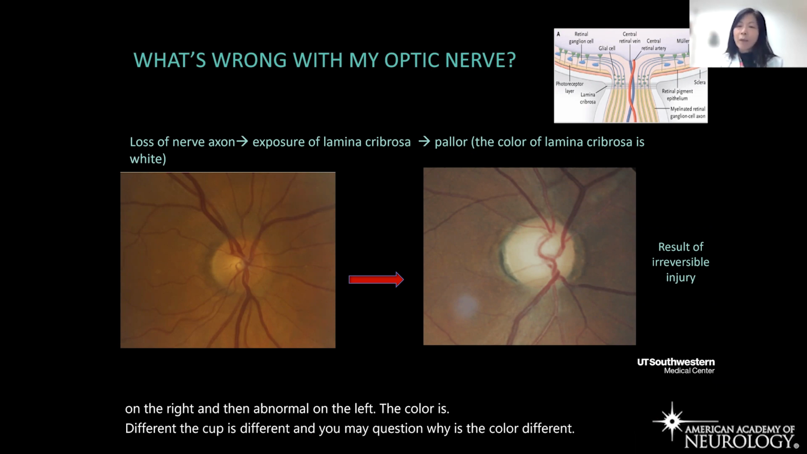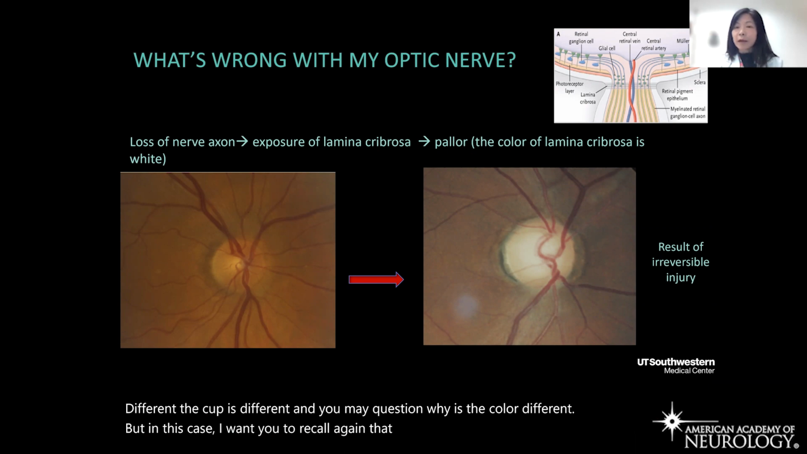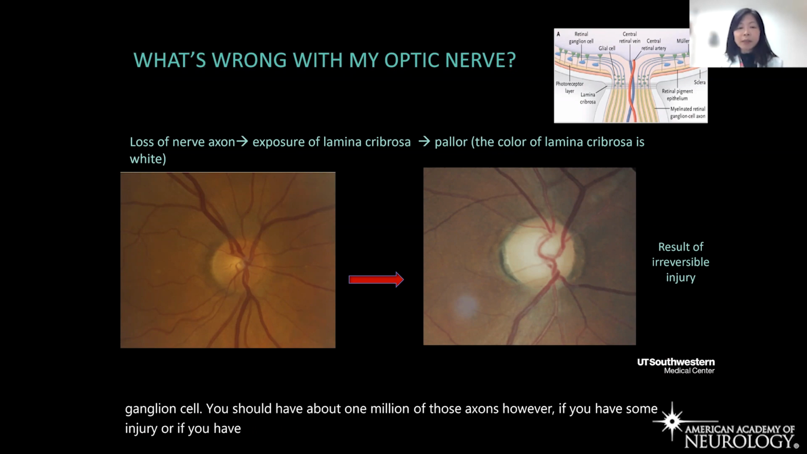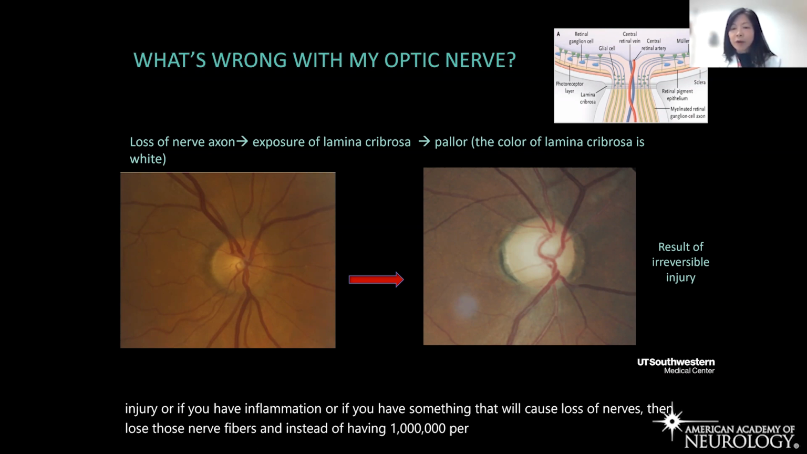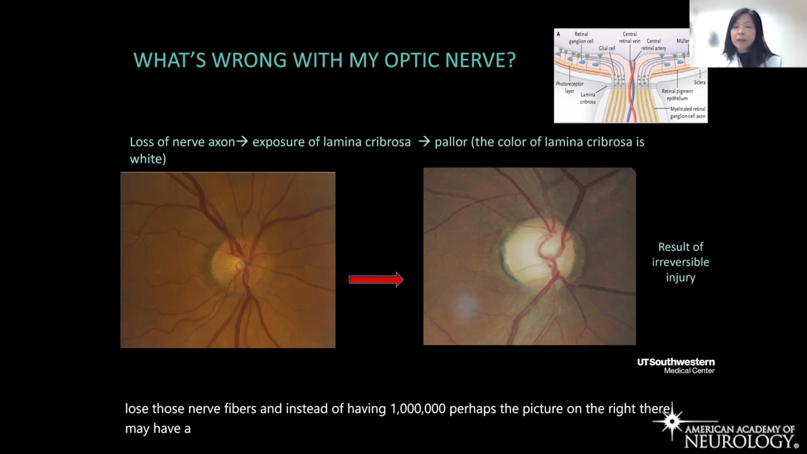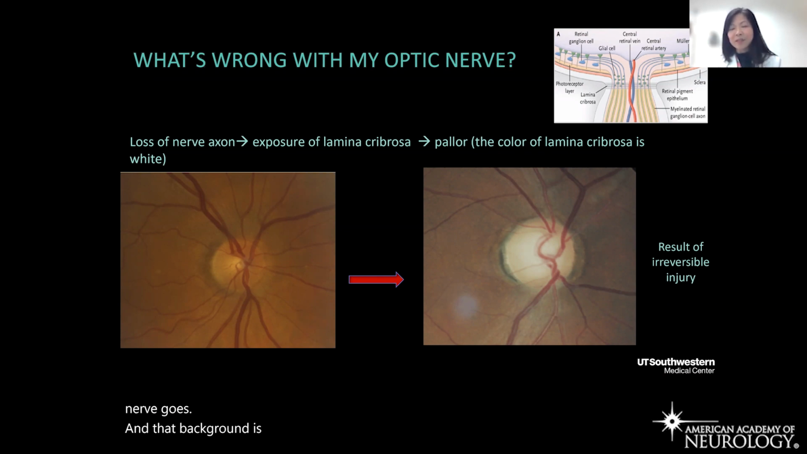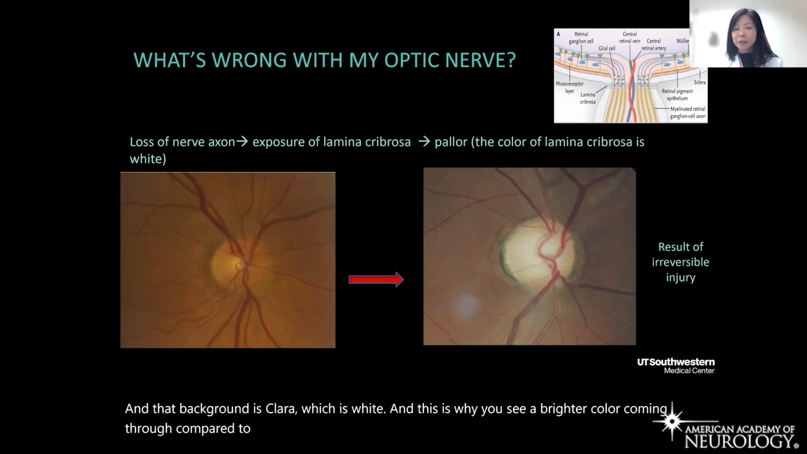In this case, I want you to recall again that the optic nerve contains a bundle of axons from ganglion cells. You should have about 1 million of those axons. However, if you have some injury, inflammation, or something that will cause loss of nerves, then you lose those nerve fibers. And instead of having 1 million, perhaps the picture on the right may have 100,000 left. And therefore, you're able to see the background of the nerve where the nerve goes through. And that background is sclera, which is white. And this is why you see a brighter color coming through compared to if you have a denser amount of nerves.